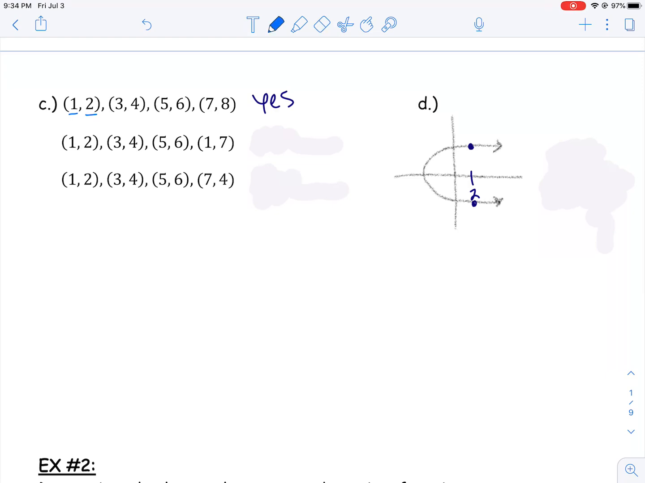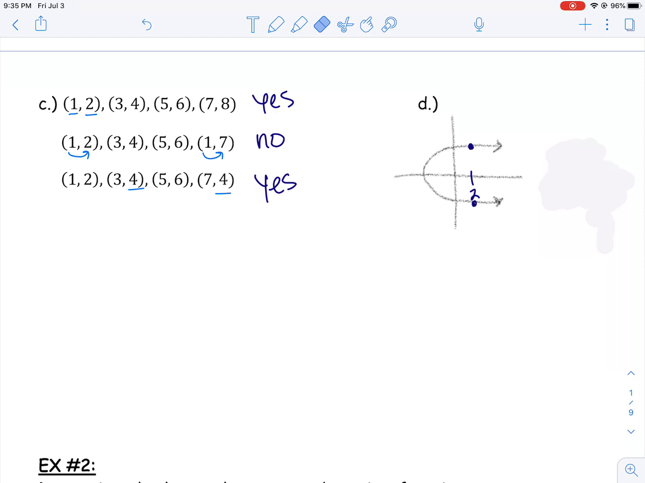It looks like 1 goes to 2, 3 goes to 4, 5 goes to 6, and 1 goes to 7. Ooh, did you hear it? Did you hear that 1 went to 2 and 7? And because that x repeated, that would be not a function. What about the last one? 1 goes to 2, 3 goes to 4, 5 goes to 6, 7 goes to 4. Now, the y's repeated, but every x was different, right? So if every x only goes to one y, then that is an example of a function. So that one is a function.